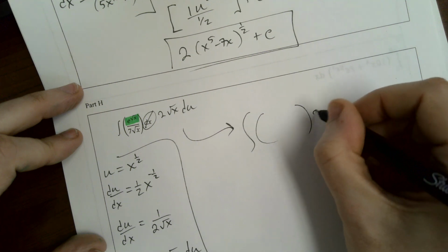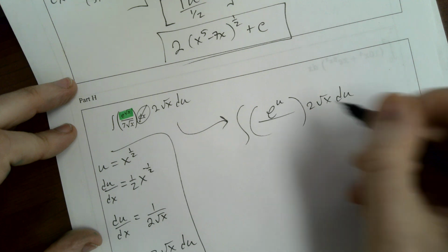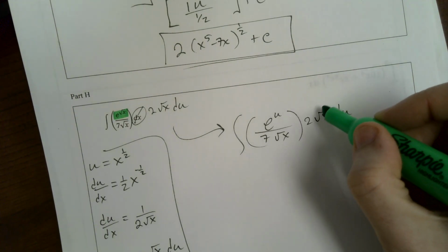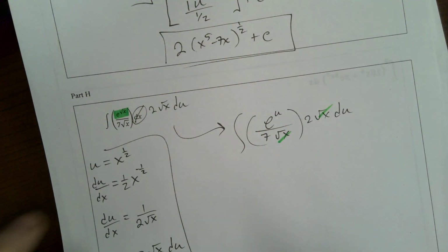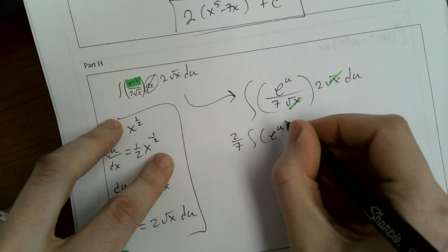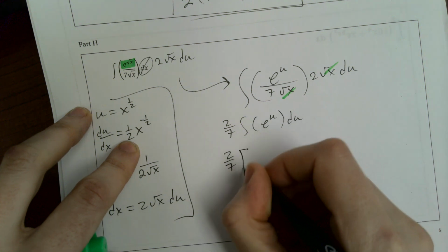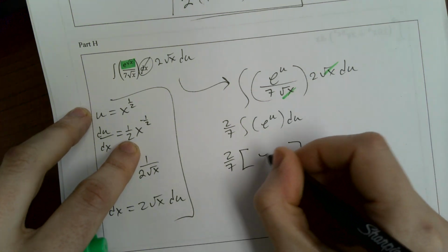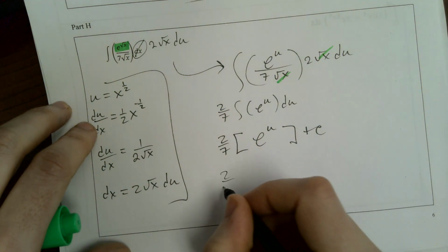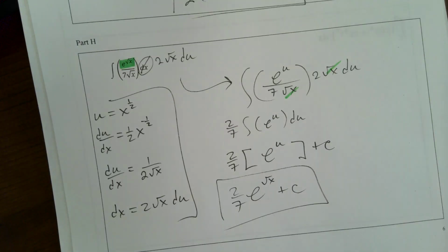So now here we've got 2 radical x du, and then e to the u over 7 square root of x. And now these will cancel. I'm going to take out a 2/7. Now this is a one-step. So 2/7 bracket plus c. e to the u is the antiderivative. In the next line, I'll just put the u back in. And there it is.